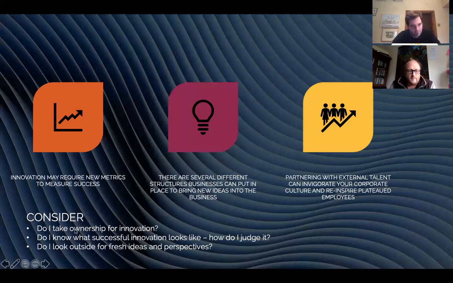So some things to consider. Firstly, how do I take ownership for innovation? So think about how you do that as a leader. Do I know what successful innovation looks like? How do we judge it? Do you actually have that defined right now in your organization? Do I look outside for fresh ideas and perspectives? Everything we see at any moment could be stimulus to help move our creativity forwards for our team. If you can answer those, great. But if you can't, time to consider them.